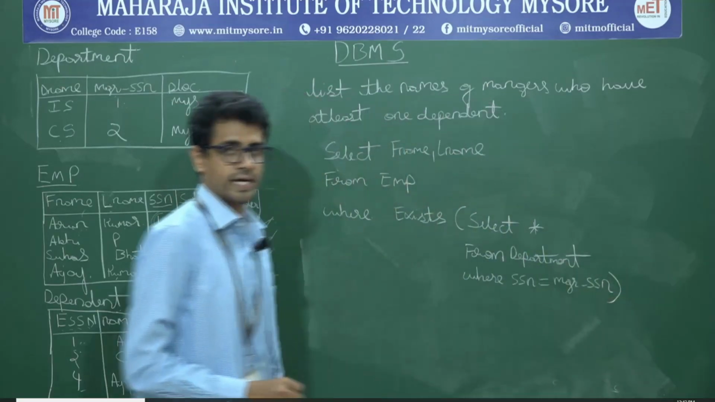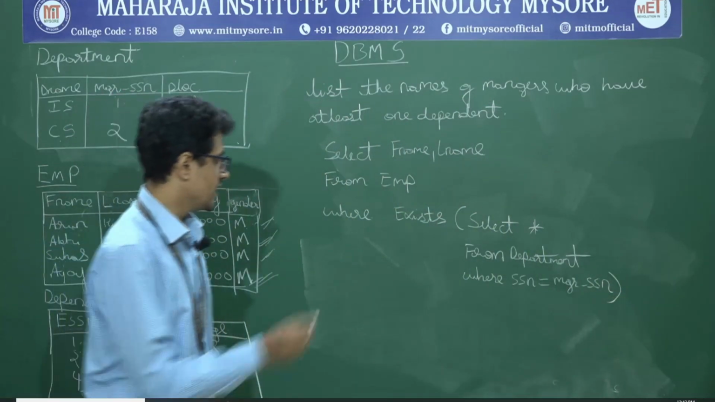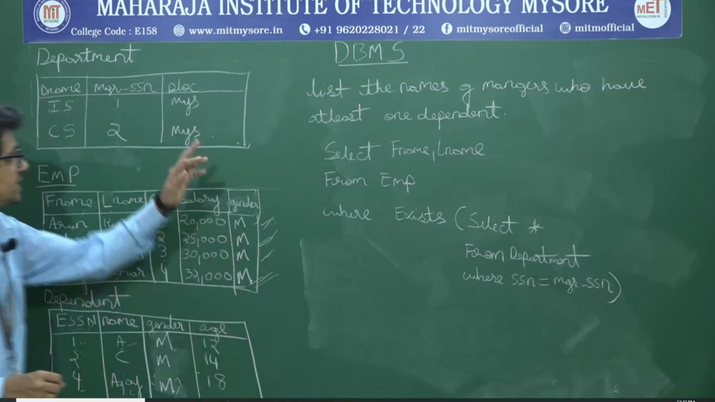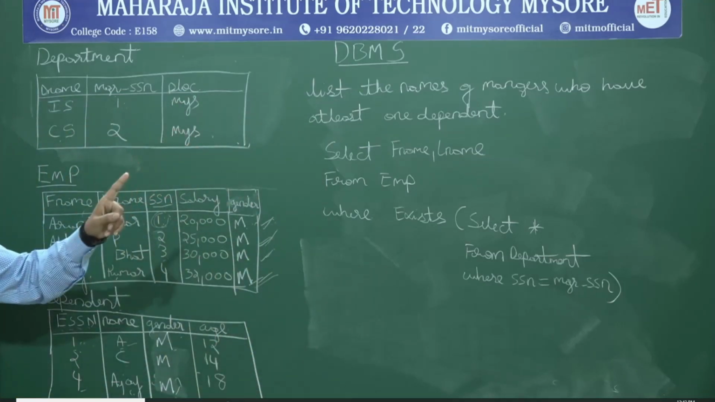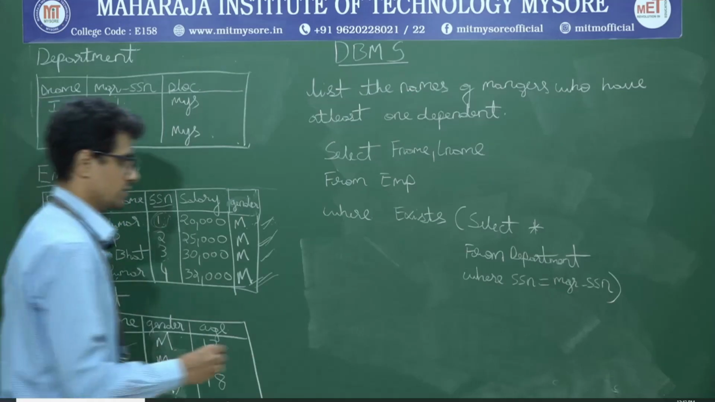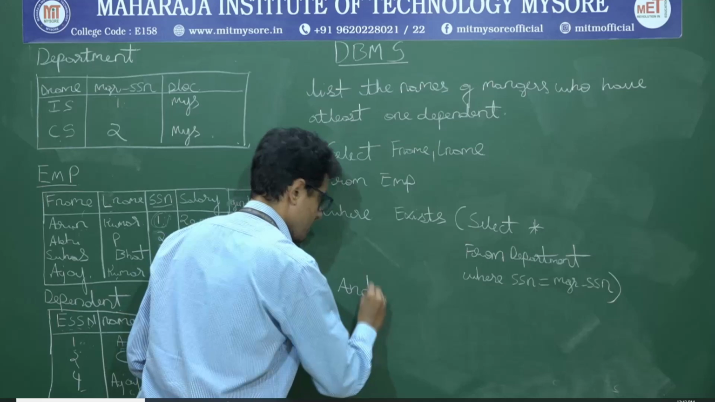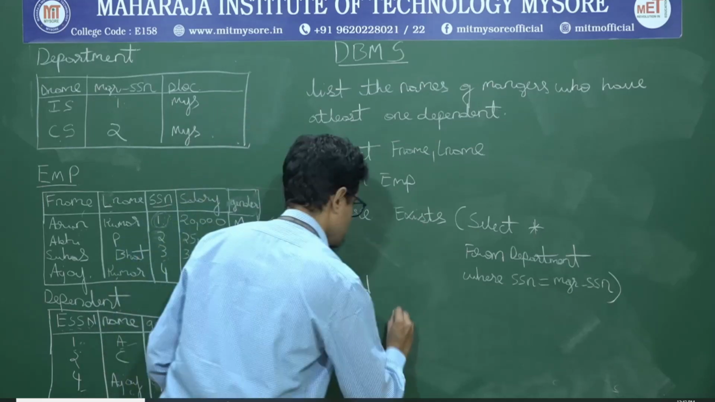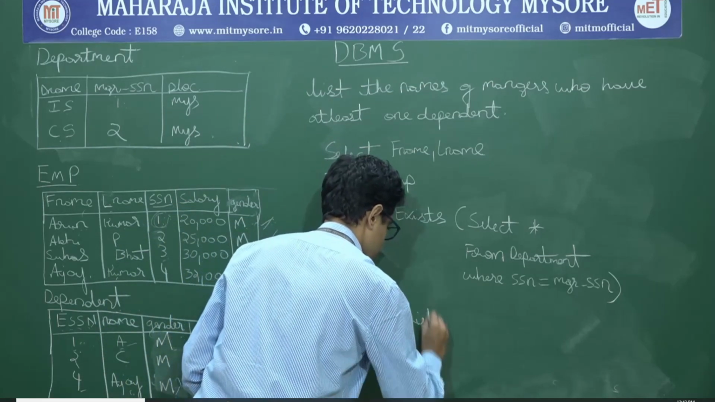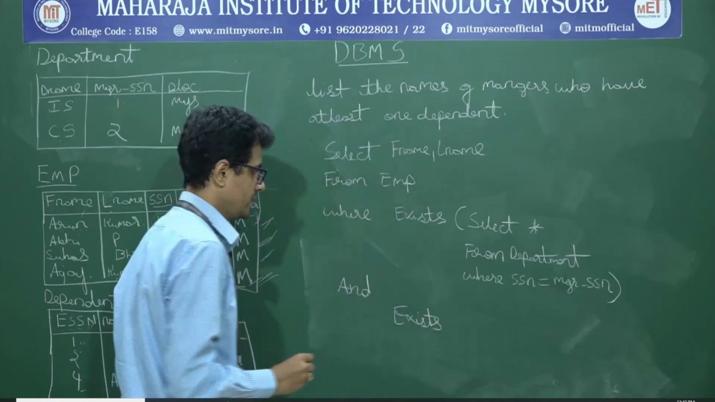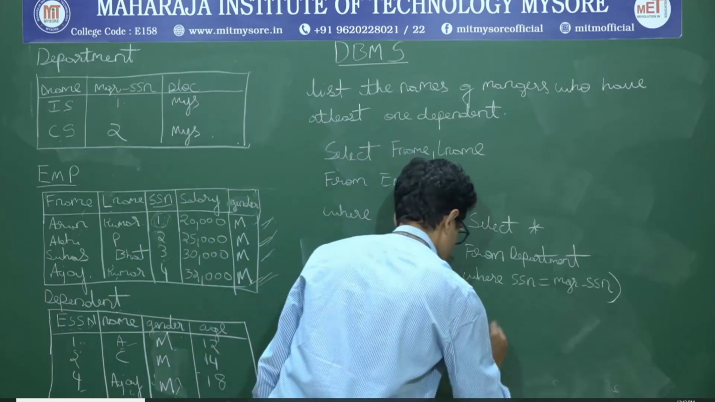Okay, SSN equal to MGR SSN. Next, the second condition: first, they are managers, and the next thing is I will use AND between this and this. Again I will use EXISTS, because of the two conditions separately.